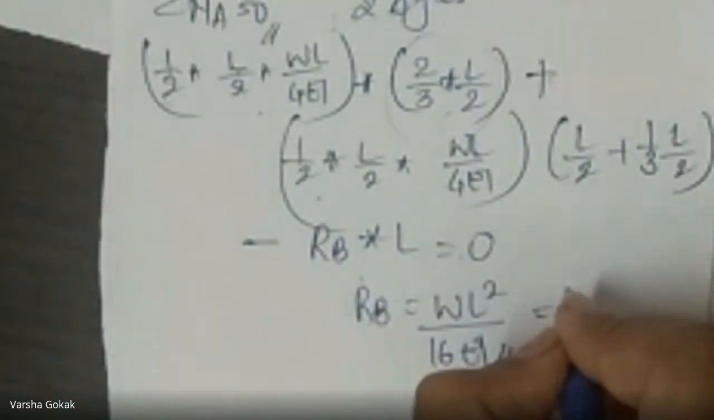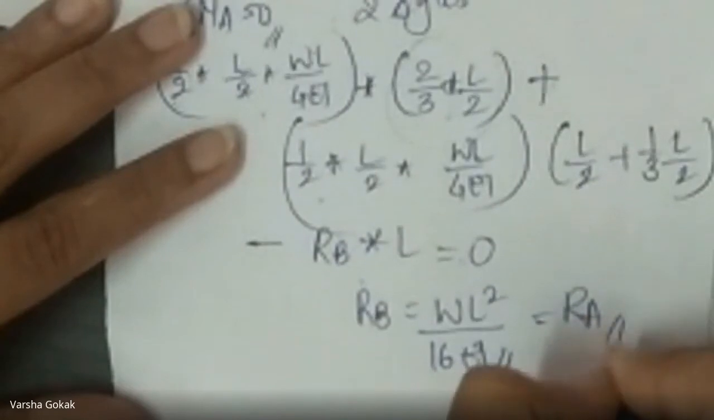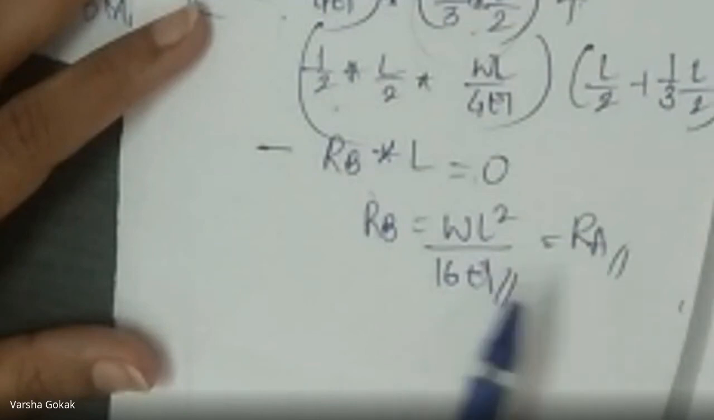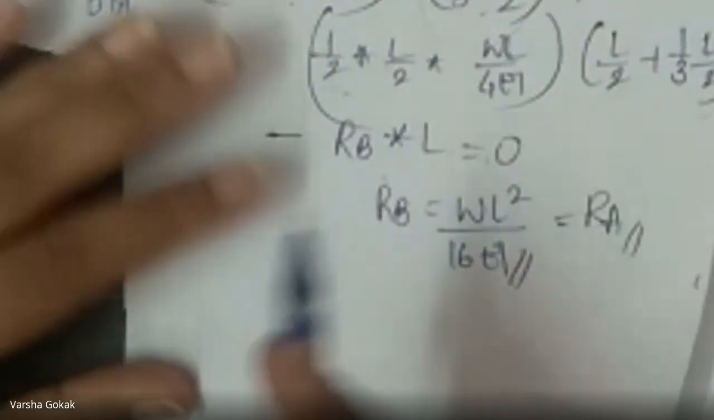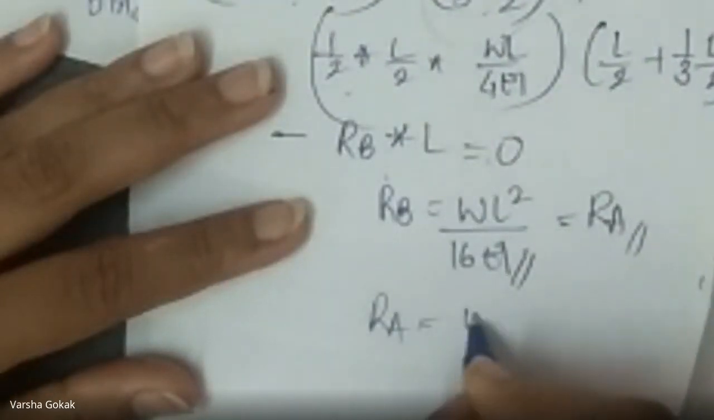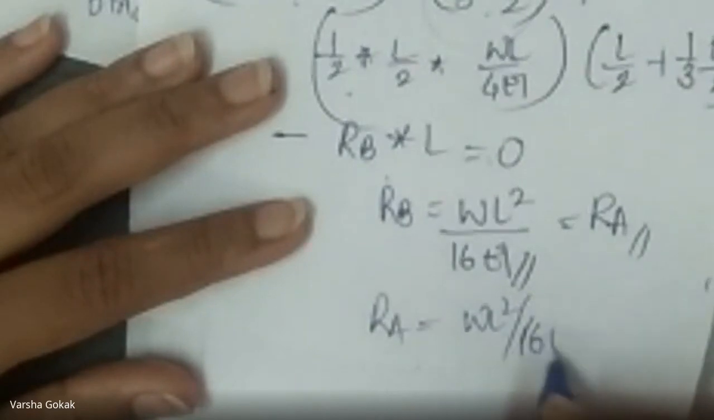This will be same as RA because it is a symmetrical pattern, right? Symmetrical beam, so RA and RB are going to be the same. So RB I found, that is WL square by 16EI, which is going to be the same as RA. So you can write RA also is WL square by 16EI.